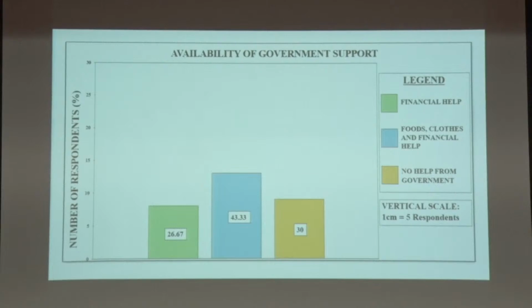Availability of government support. For availability of government support, we can see food, clothes, and financial help are being given to most of the people by the government, and a few received financial help from the government, and others say there is no availability of government support.